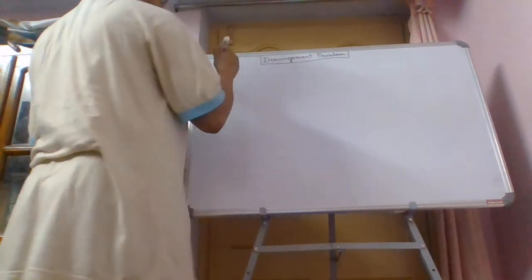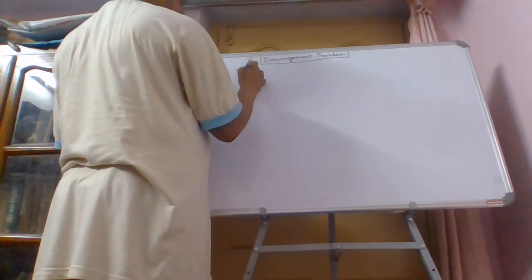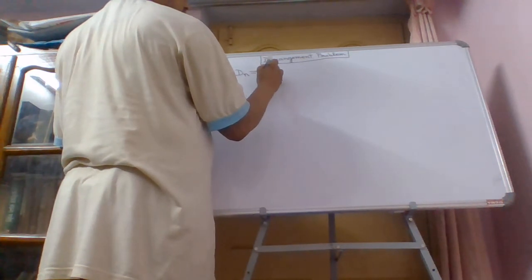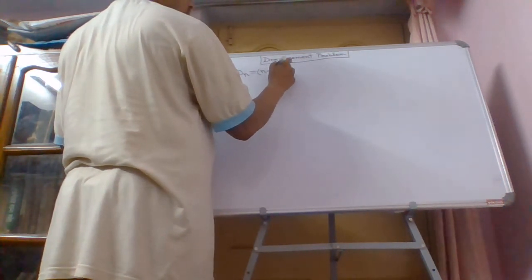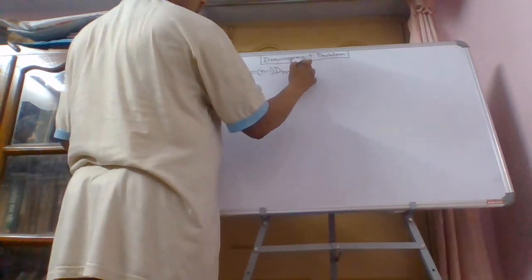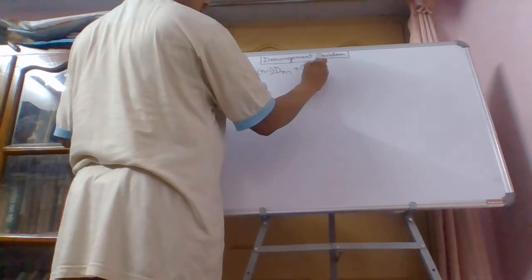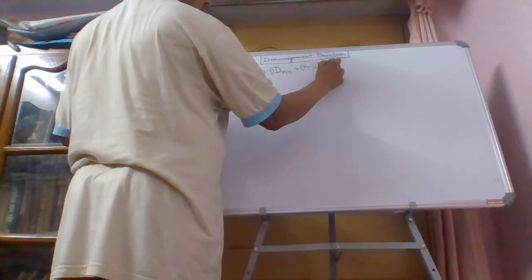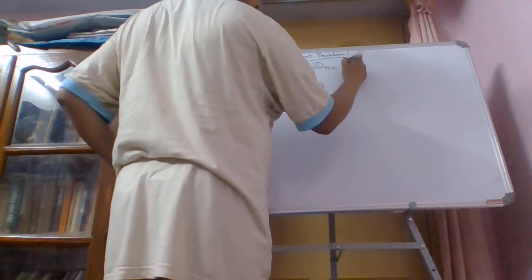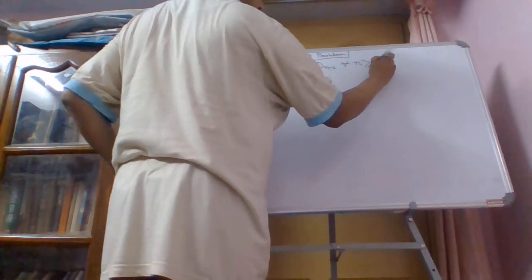So we see that dn must be equal to n minus 1 into dn minus 1 plus n minus 1 into dn minus 2 for all n greater or equal to 3.